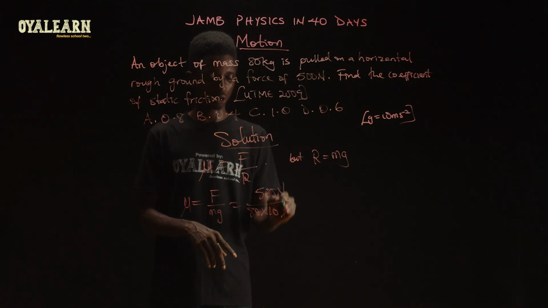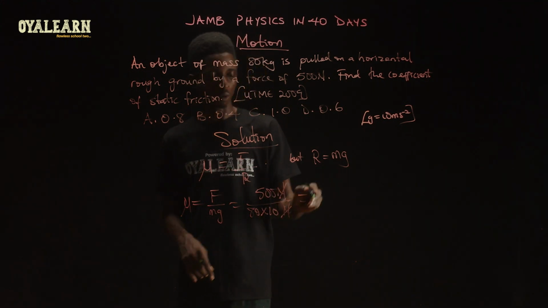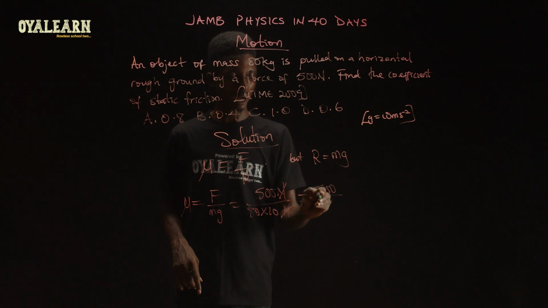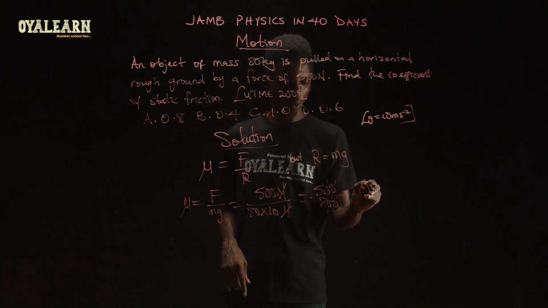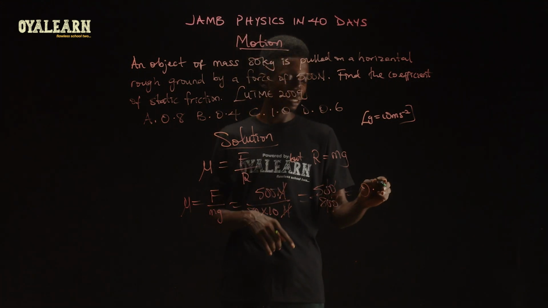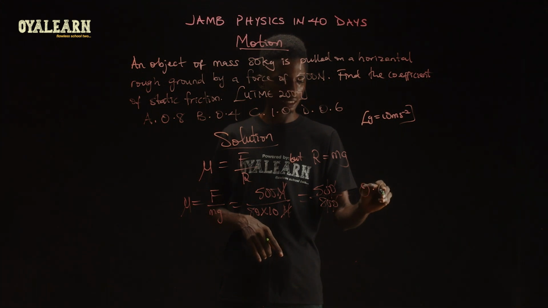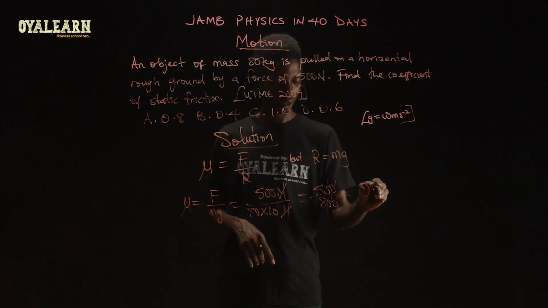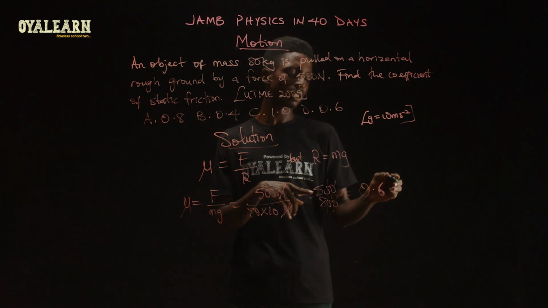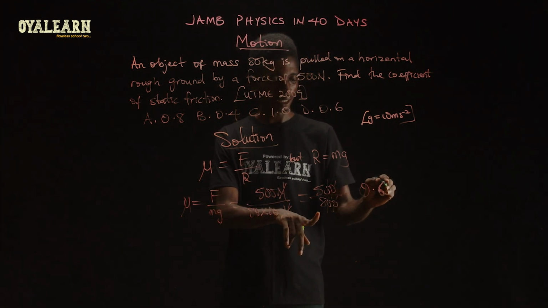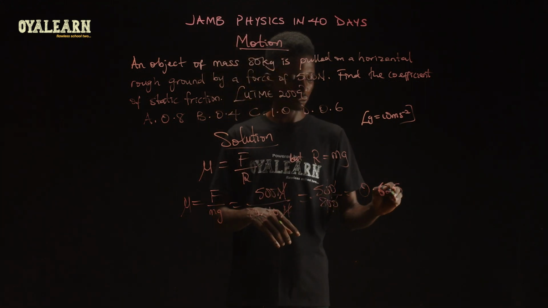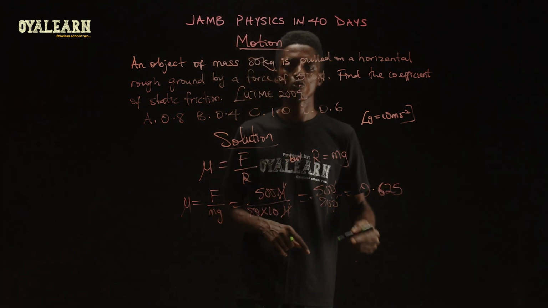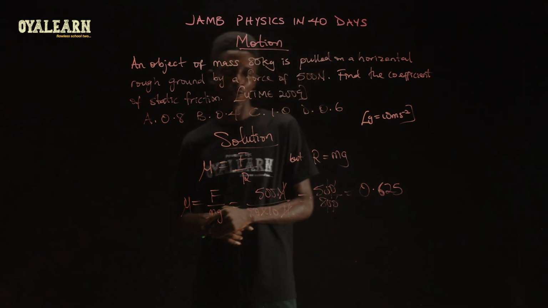This will also be in Newton, so Newton cancel Newton. So what we have is basically 500 over 800. 0 cancel 0, 0 cancel 0. Now this would give us 0. Now in 50, that would be 6. Remember 2. In 20, that would be 2. Remainder 4. In 40, that will be 5. So 0.625 being the coefficient of static friction.